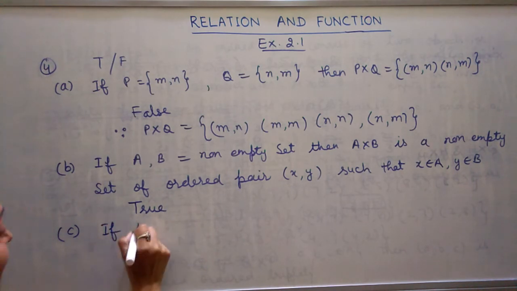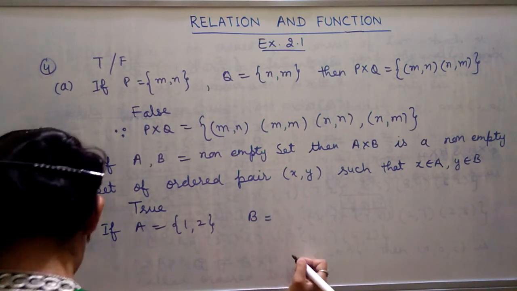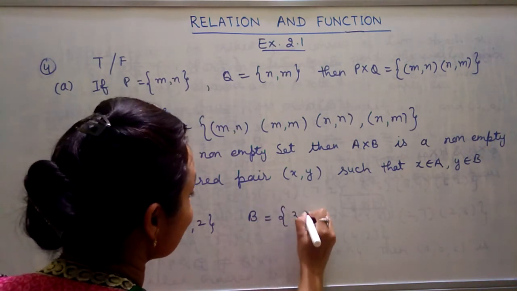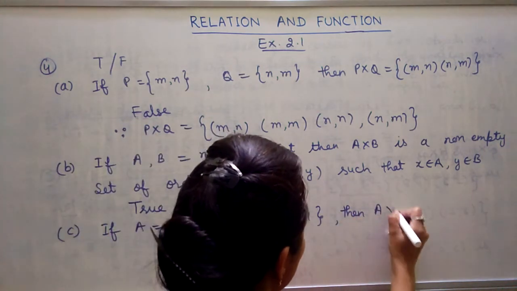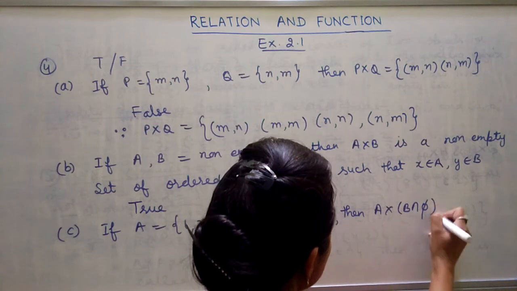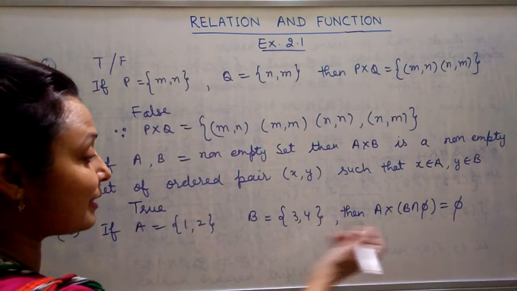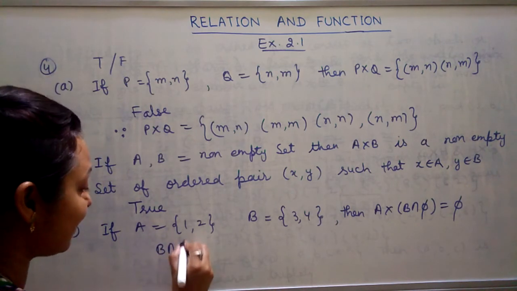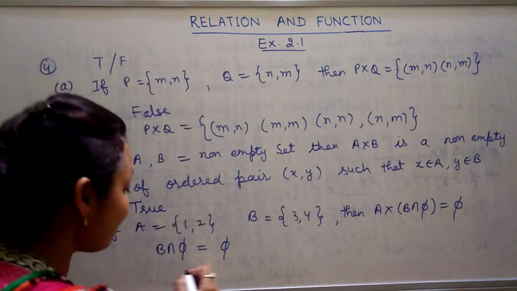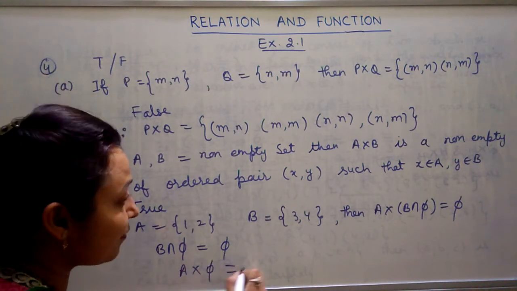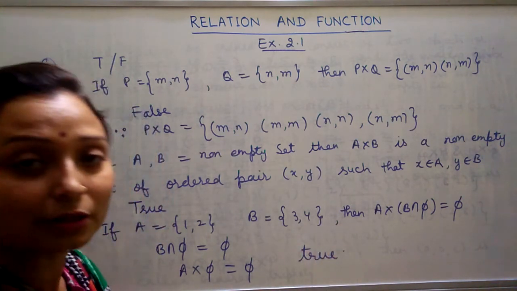Okay, come to the third, that is C part. If A is equal to {1, 2} and B is equal to {3, 4}, then the question says that (A cross B) intersection phi is equal to phi. Is it right or wrong? So we will check B intersection phi, that is equal to phi, because there is nothing common except phi, and when we take A cross phi, that will equal phi. So this is true. This is the way to solve the true and false.